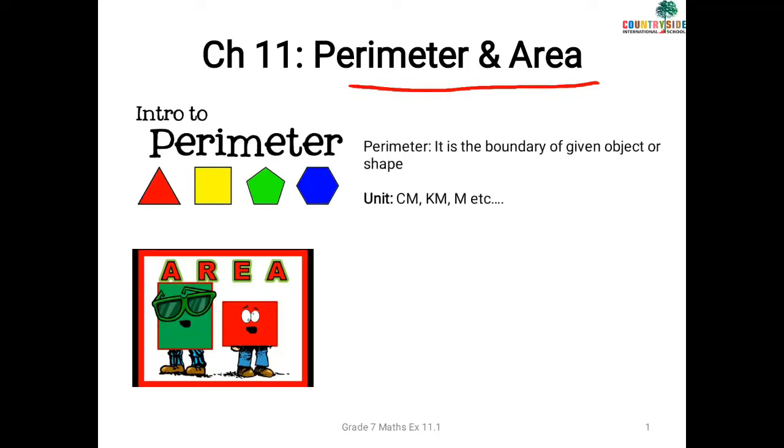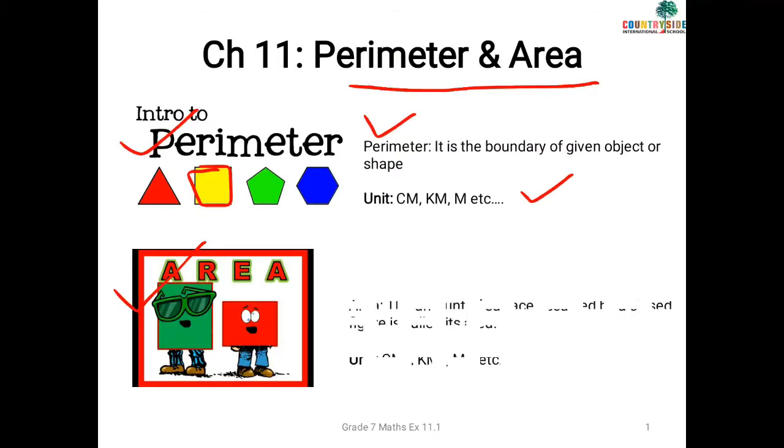So what is a simple definition? Perimeter is a boundary of a given object or a shape. So I want everyone to note down this simple definition. It is a boundary of a given object or a shape. For example, consider this square. So the square has 4 boundaries. So the perimeter is, you just have to add all the boundaries. And what is the unit? Centimeter, kilometer, meter, etc.